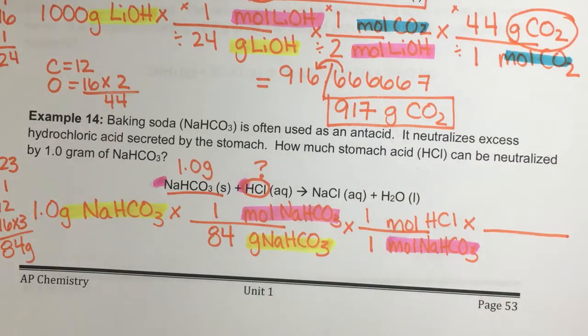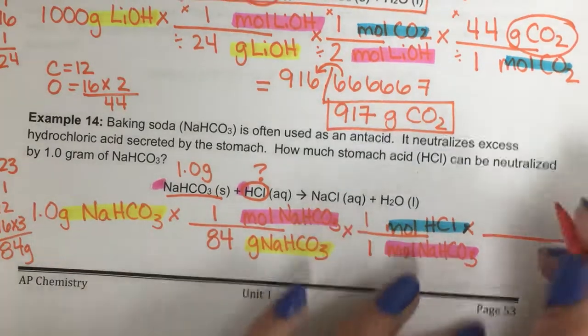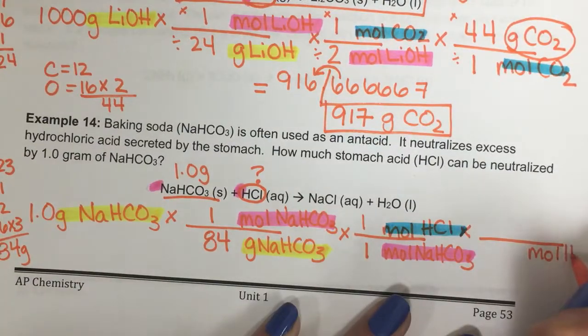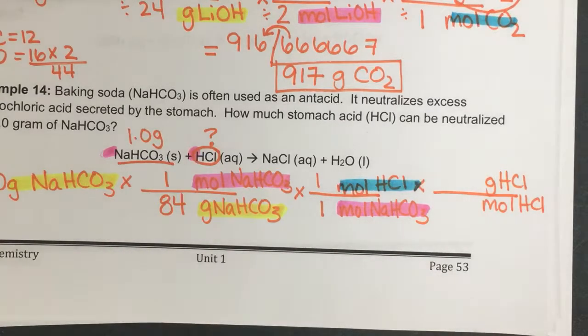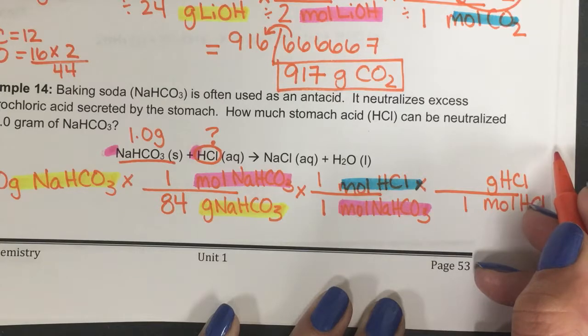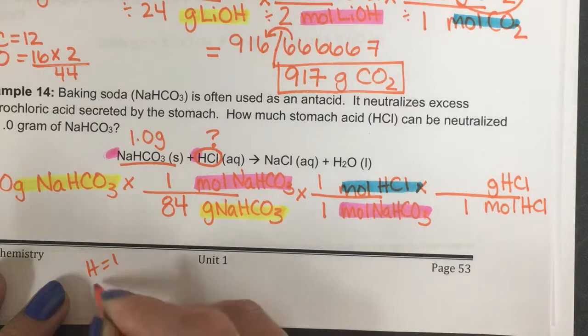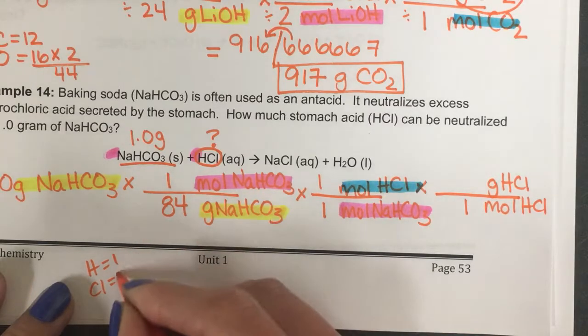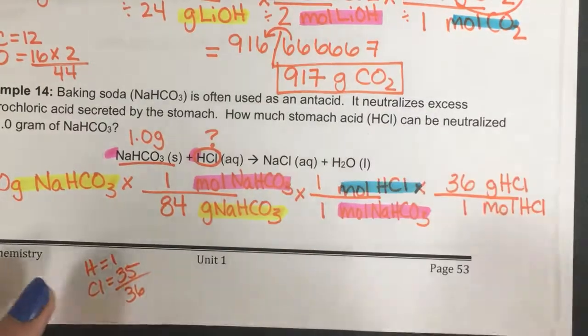Last step, I need to change moles of HCl, so that's going to go on the bottom, because the question asked me about grams of HCl. I know that 1 mole is always equal to the number from the periodic table. H is equal to 1. Cl is equal to 35. So the whole thing weighs 36 grams.